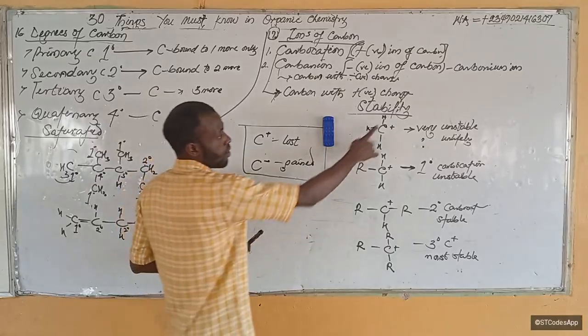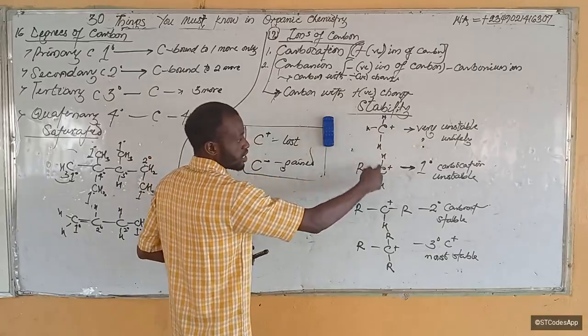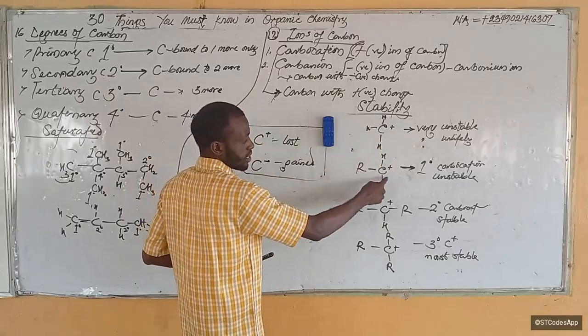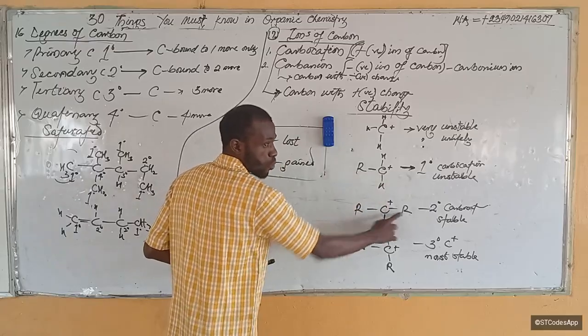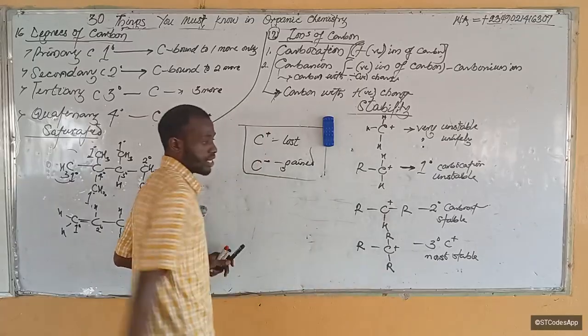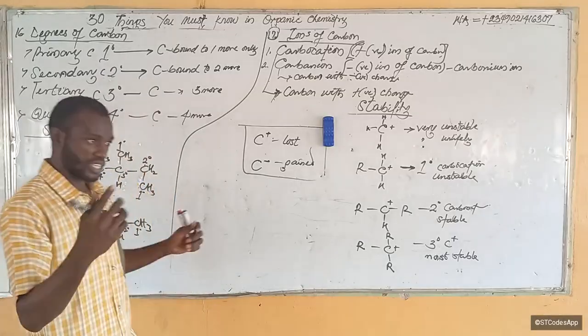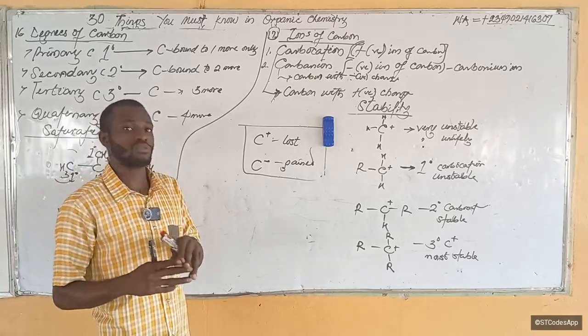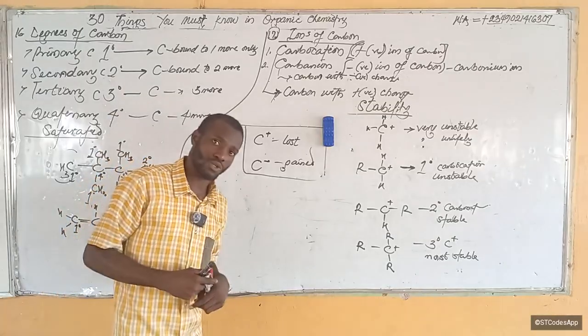Now, this one is unsubstituted. It is not at all substituted. This one is substituted once. This one is substituted twice, right? And this one is substituted 3 times. Then you may ask, there is no tertiary carbocation, because when you have tertiary, it means that the carbon is fully substituted, right?